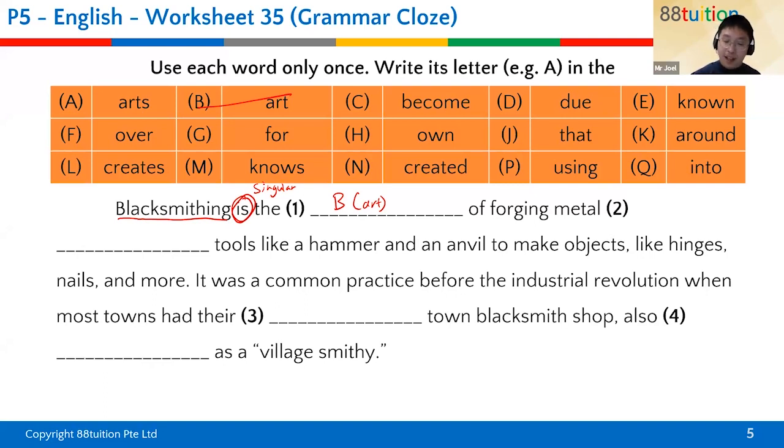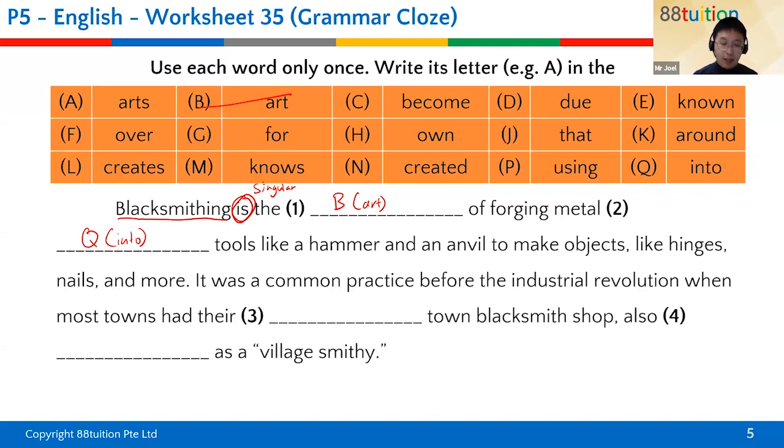So blacksmithing is the art of forging metal into, you forge something into something else. Previously it was just a flat piece of metal, and then you forge it into a usable tool, a usable object. So over here, the answer is C, into. You forge it into something, like using a hammer and an anvil to make objects like hinges, nails, and more. Nails are the most basic type of metal forging in blacksmithing. So if you're an apprentice, you would probably be doing a lot of nails and horseshoes, and helping people forge simple things like hammers and chisels.